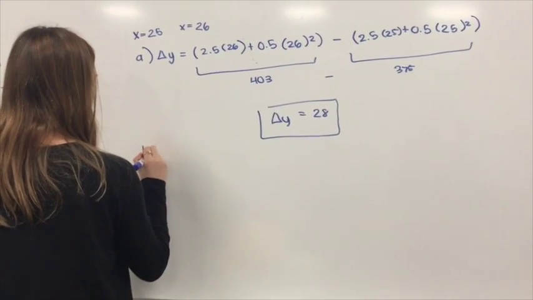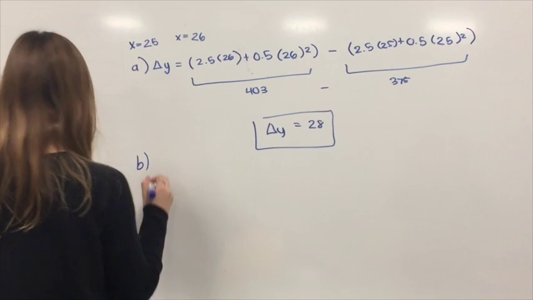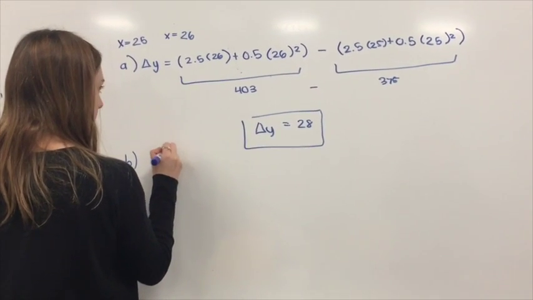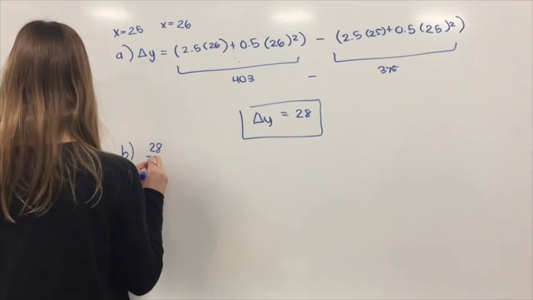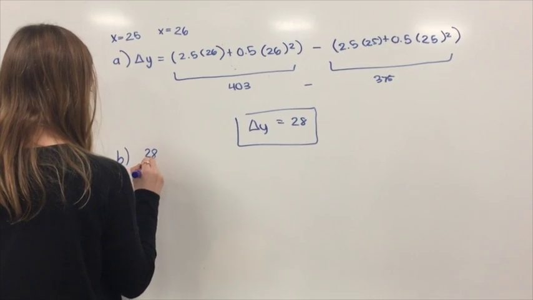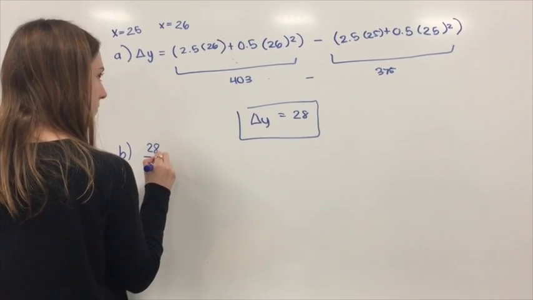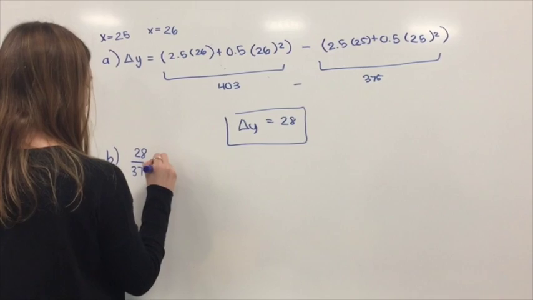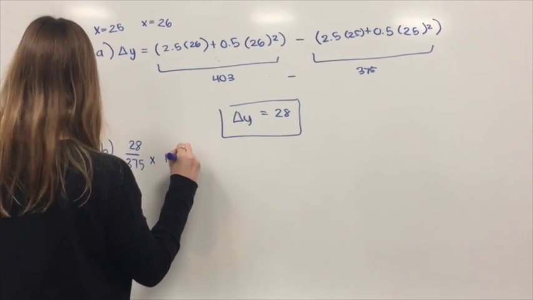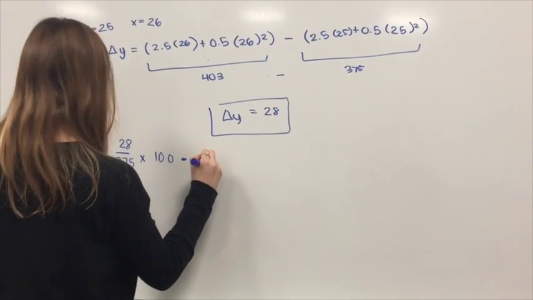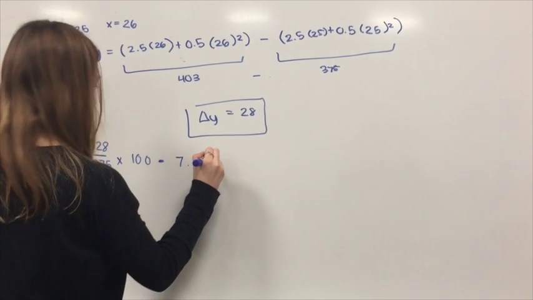In step B, we need to find the percentage of change. We do this by dividing 28, our answer of delta y, by 375, the answer of the equation with x1 substituted in it, and we multiply it by 100 to get an answer.